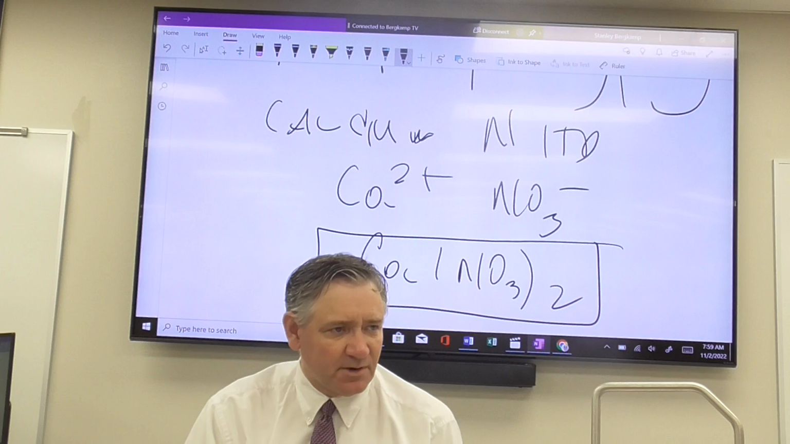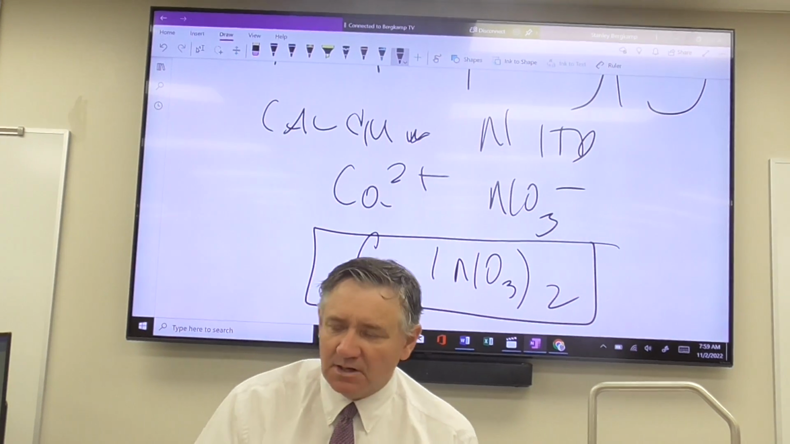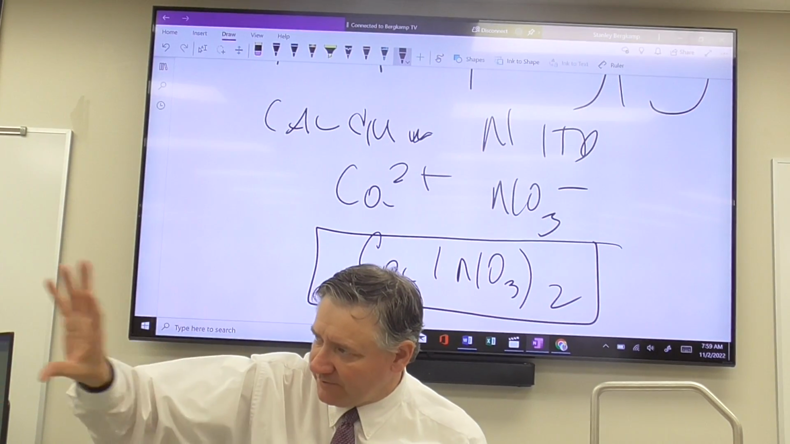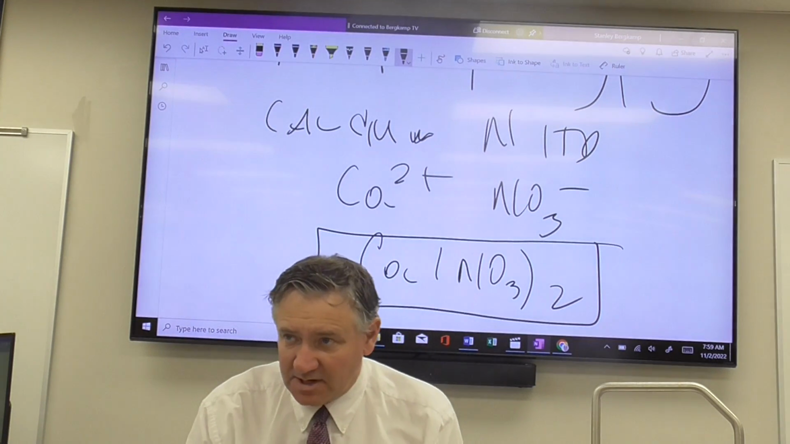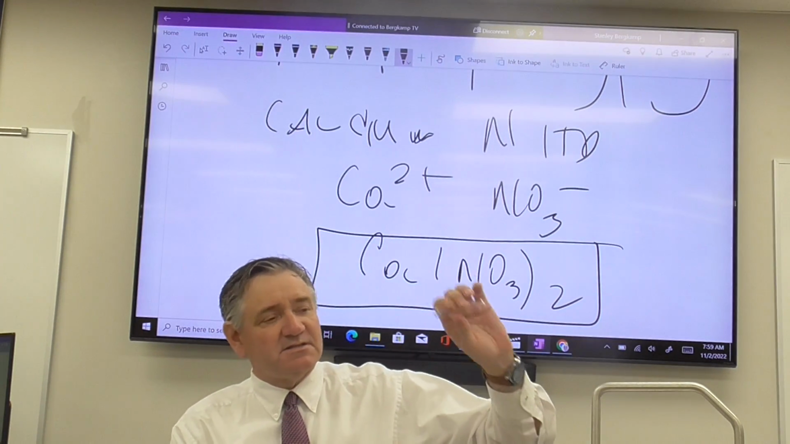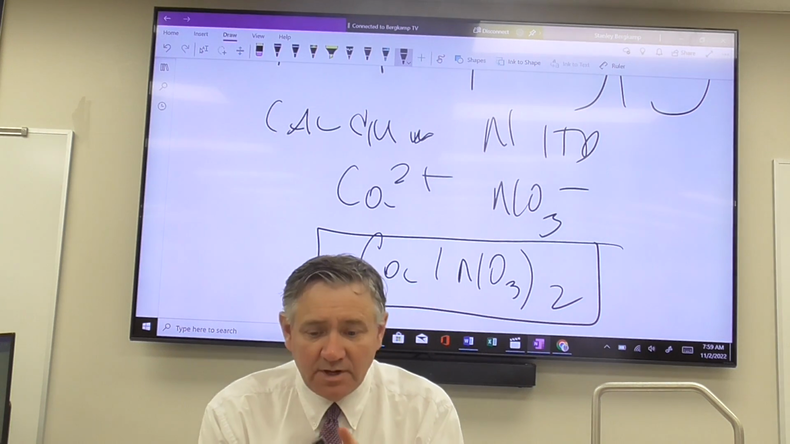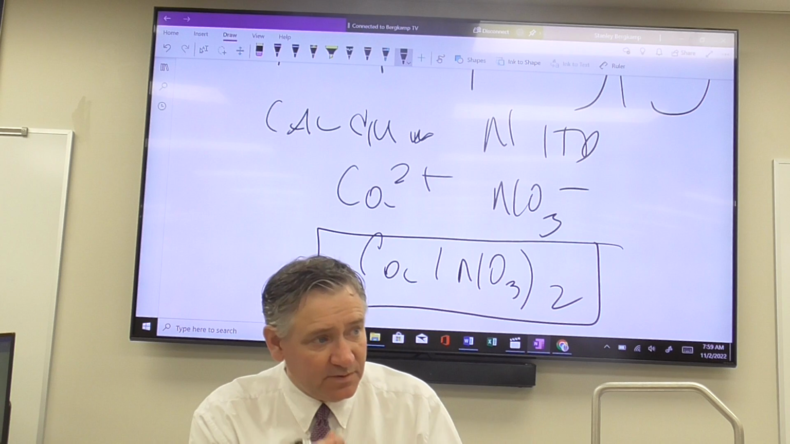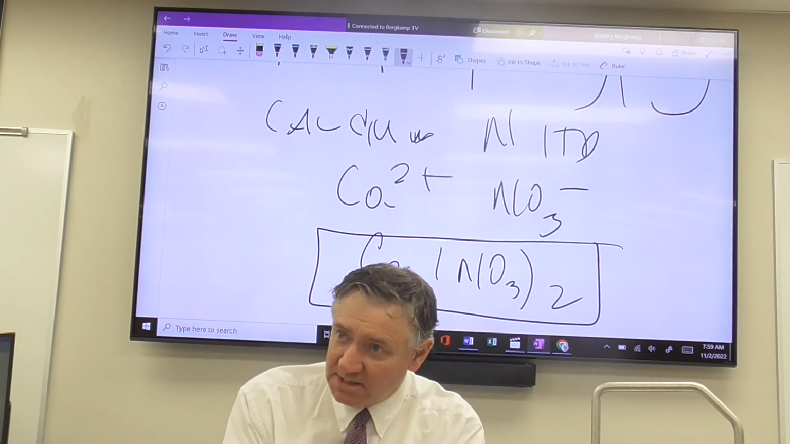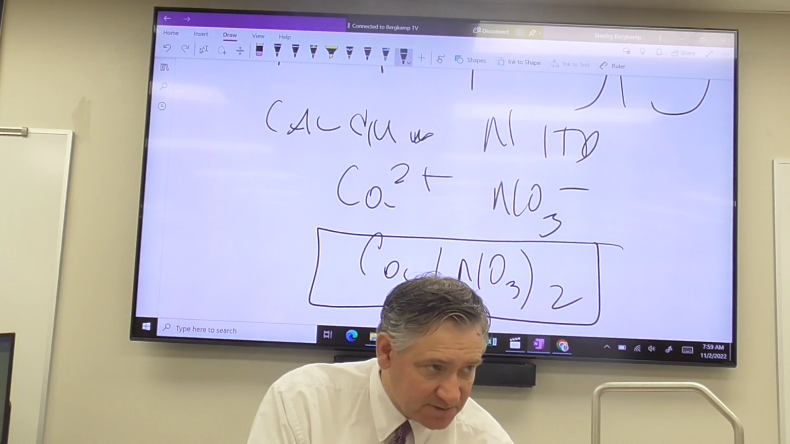So that's the formula for calcium nitrate. You're going to have to look on that chart and figure out those polyatomic ions. When you get done, let's say you've done calcium nitrate, pour that out down the sink, then rinse off the probe, because you don't want to carry that calcium nitrate onto the mixed solution.